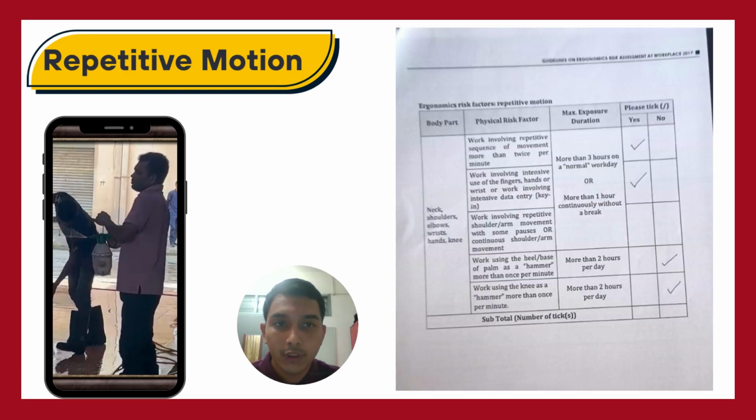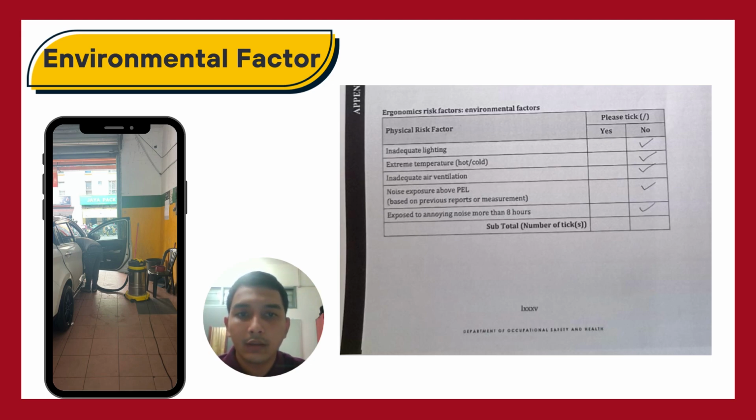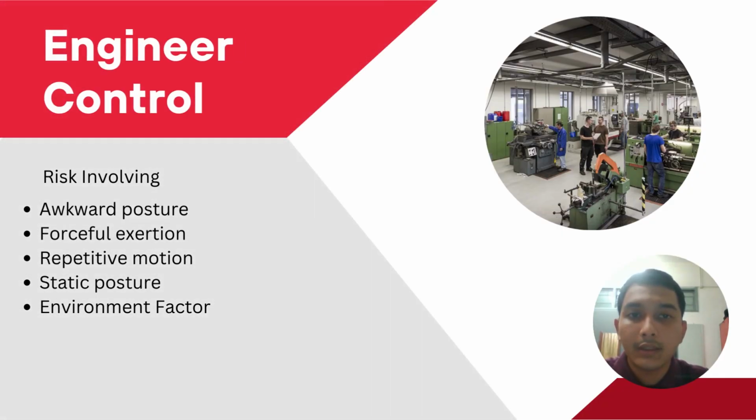Next is repetitive motion. The workers have to pump the spray pump tool repetitively. Based on the questionnaire form filled by the workers, they have to pump more than 3 hours on a normal workday. This work involves intensive use of the fingers, hand, and wrist. Next is static posture. The workers have to work in a standing position with minimal leg movement for more than 2 hours continuously. Lastly is the environmental factor. Based on the form given, the workplace passes all the physical risk factors, which are inadequate lighting, extreme temperature, inadequate air ventilation, and so on.